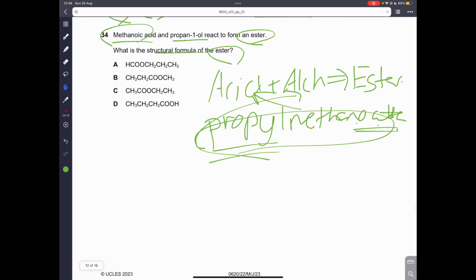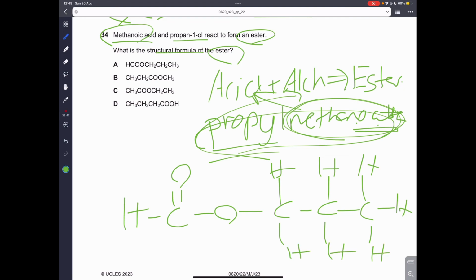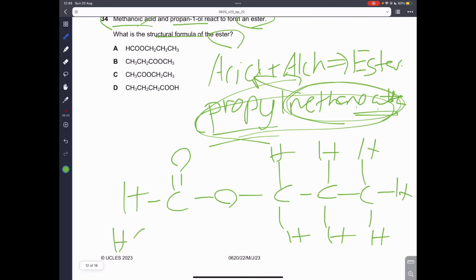So how do we draw this structure? Well, when we draw the structure, we usually draw the negative part first. So the methanoate, the acid part of the group first. So we draw HCOO. Now this is going to get joined with a propyl group, which is CH2, CH2, and CH3. So if we write the unambiguous description of the structural formula, it's going to be HCOO, CH2, CH2, CH3. So A is the correct answer.